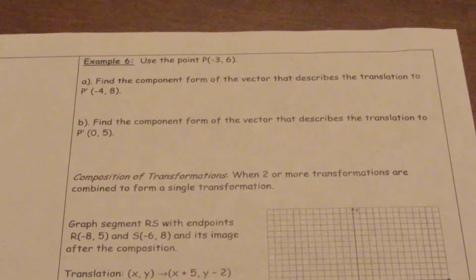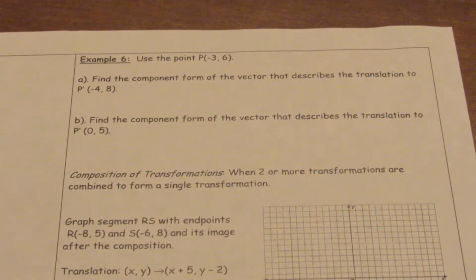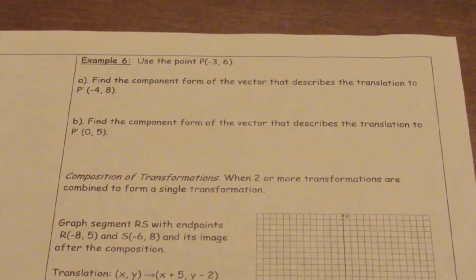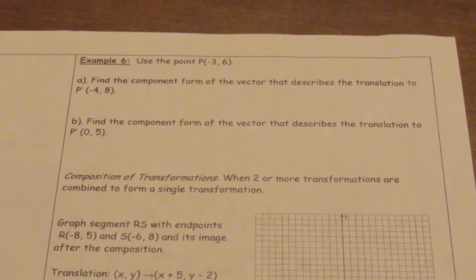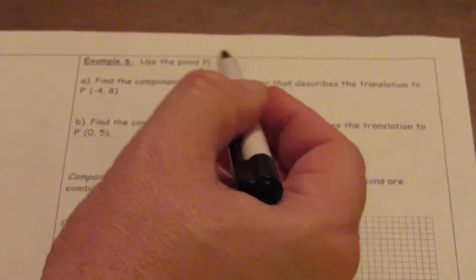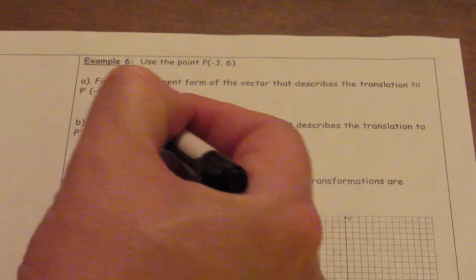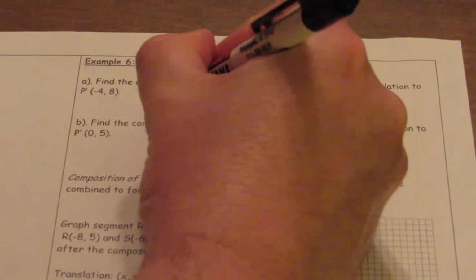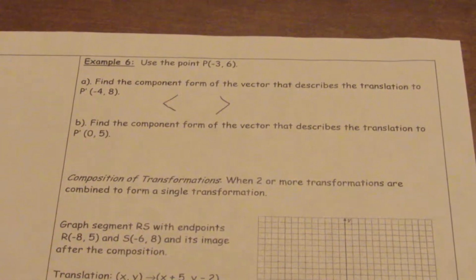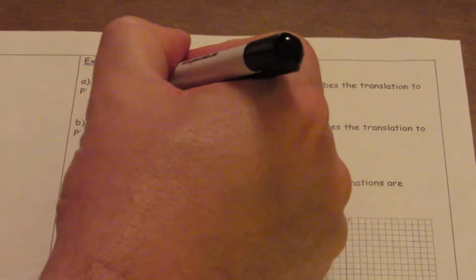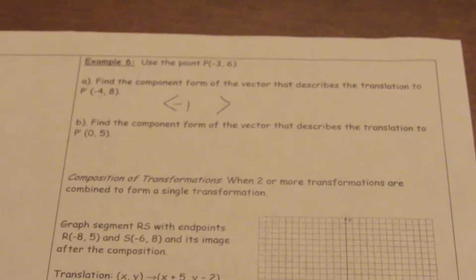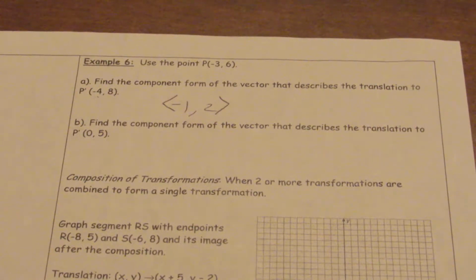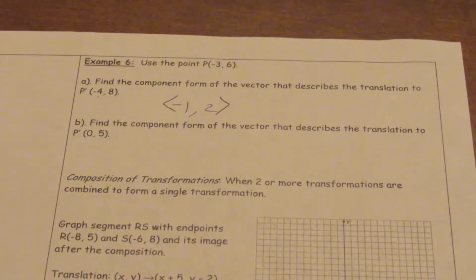And example 6, use point -3, 6. Find the component form of the vector that describes the translation from our original point to P prime, -4, 8. So component form, we're doing the arrow brackets and just putting in the numbers. To go from -3 to -4, I subtract 1. To go from 6 to 8, I add 2. So that would be my component form.